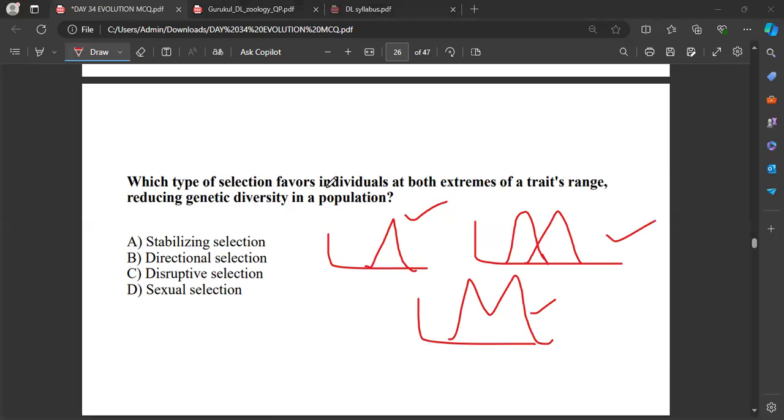But here they are asking which type of selection favors individuals at both extremes of the trait range, reducing the genetic diversity in a population. And why have you said destabilizing selection? Just explain it.